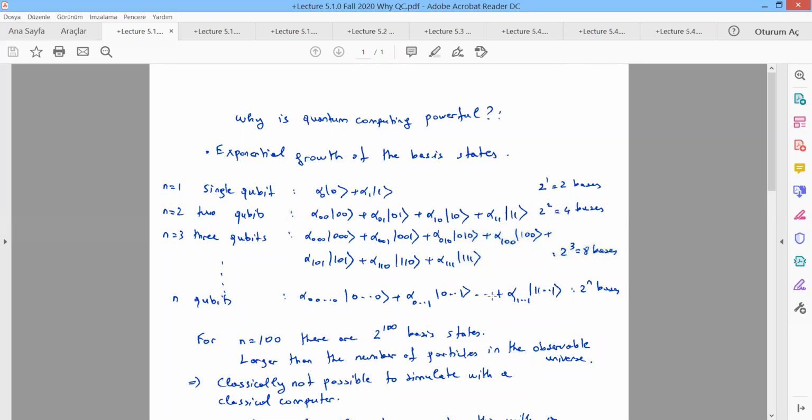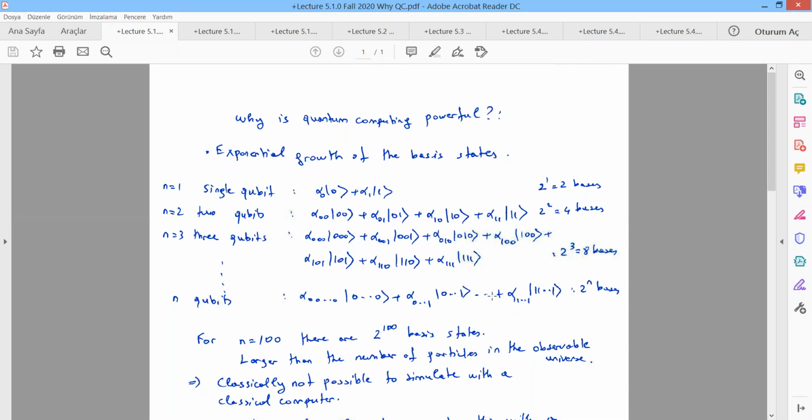If we consider approximately n equals 100, there are 2 to the 100 basis states. This is a huge number, larger than the number of particles in the observable universe. So there's no way you could build a classical computer that would be able to compute all of these 2 to the 100 basis states. Even if a single particle computed one of these complex coefficients of one of these basis states, that wouldn't be possible.